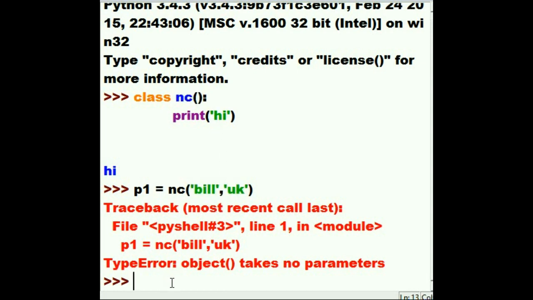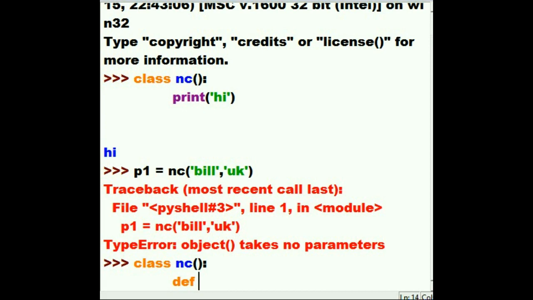Let's change that around and give this class a place to permanently store these guys. So I'm going to key in class NC, name and country, and I'm going to define a function, a method, because it's within a class. Function in a class is a method. Under init under, and then parens.